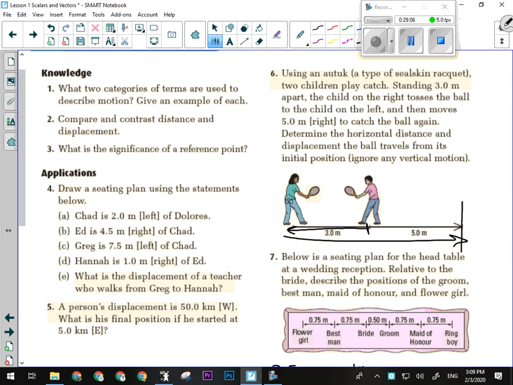Five meters. The ball started here. The ball ends up over here. The ball's displacement is 5 meters to the right. Okay? Lots of times the simplest questions can be very misleading if we're not careful about reading them carefully.